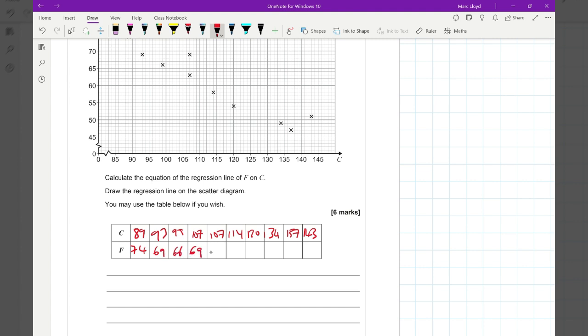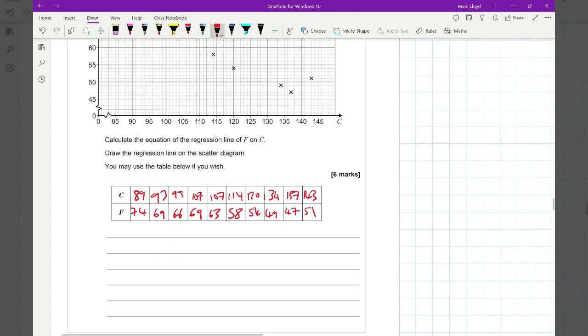66, 63, 58, 54, 49, 47, 51. Okay, so now the way that you put these in, this is for the CG50.